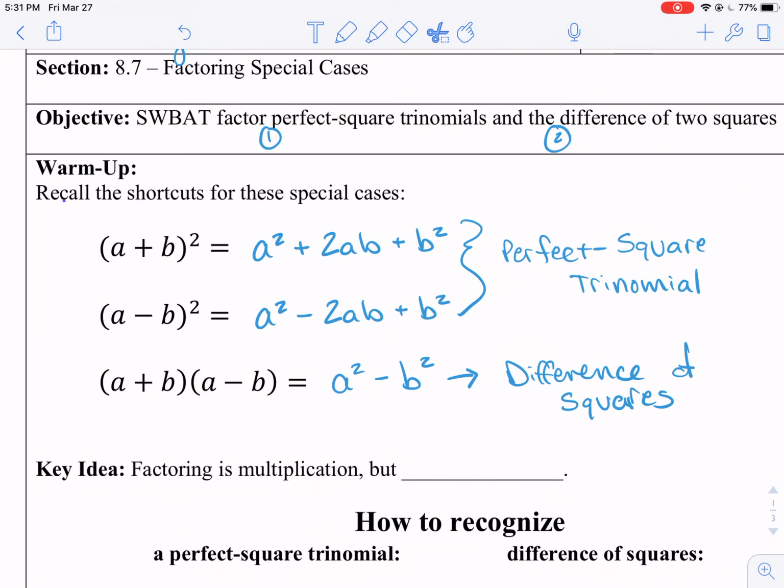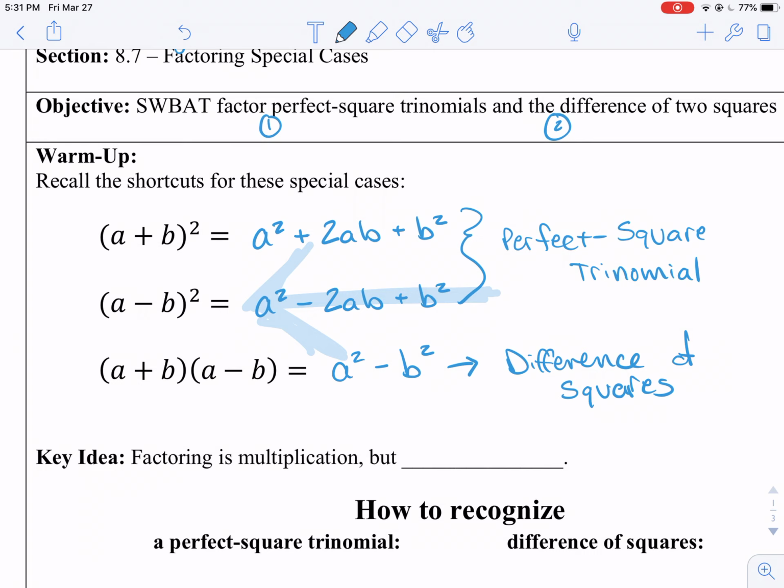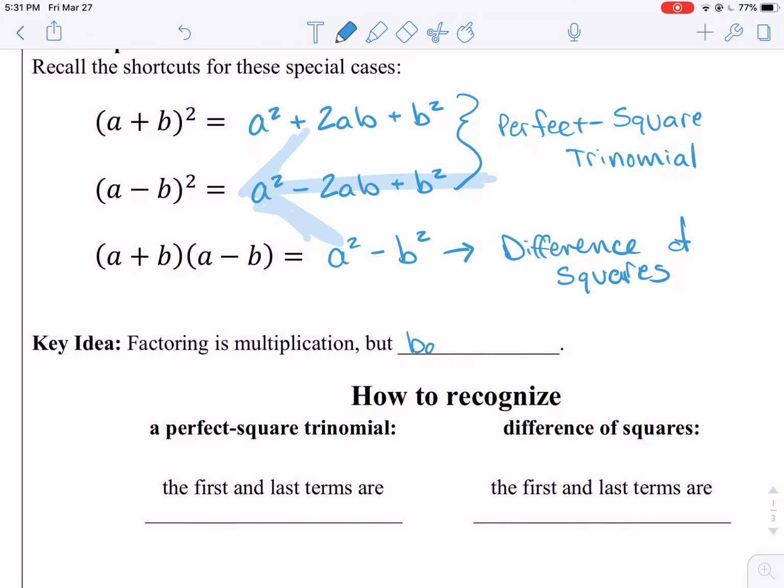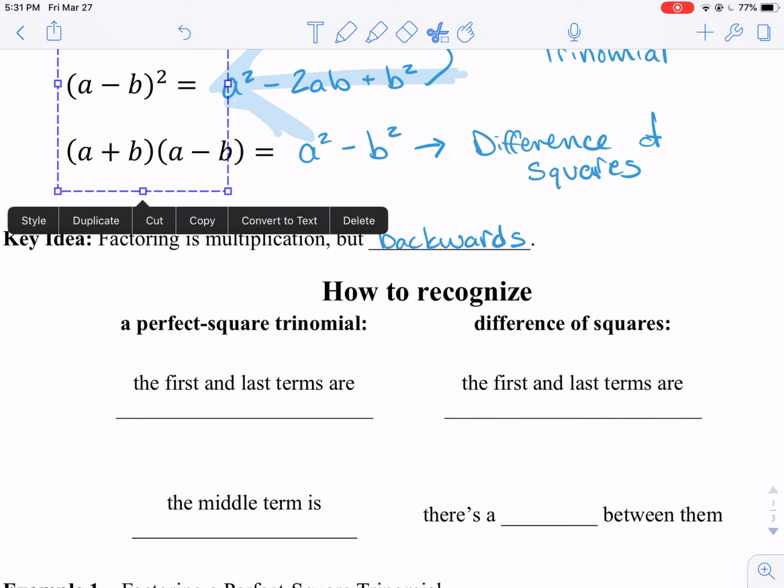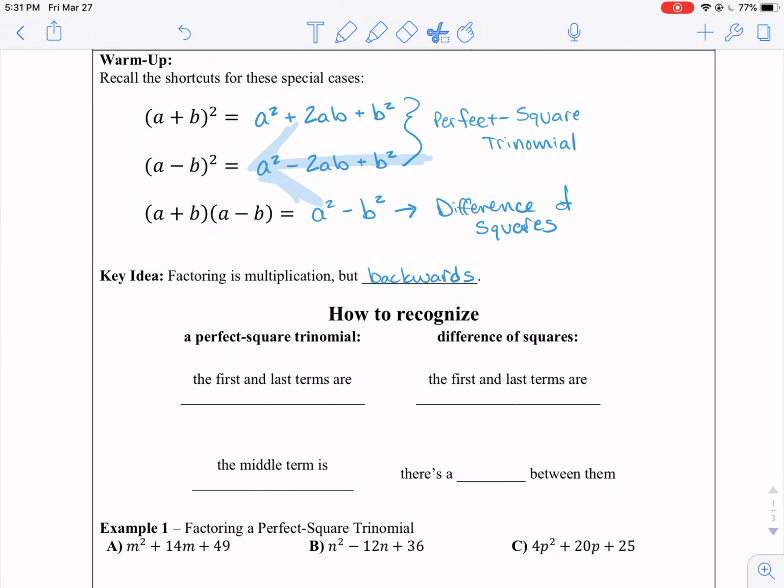So in our previous lessons, we started with our factors, and we found out what they equal to. Today's lesson is we're going to start with our trinomials, and we're going to work backwards to get their factors. So in our previous lessons, we multiplied these binomials together. And factoring is like multiplication, but we're going backwards. So we're going to use these shortcuts backwards today.